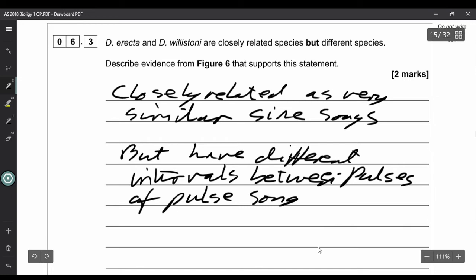So you could have also said they had different amplitudes, but you've got to state how the two species are different in terms of their pulse song, i.e. because of the intervals or because of the amplitudes.